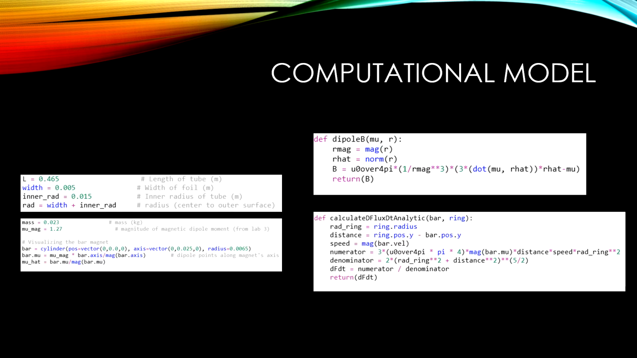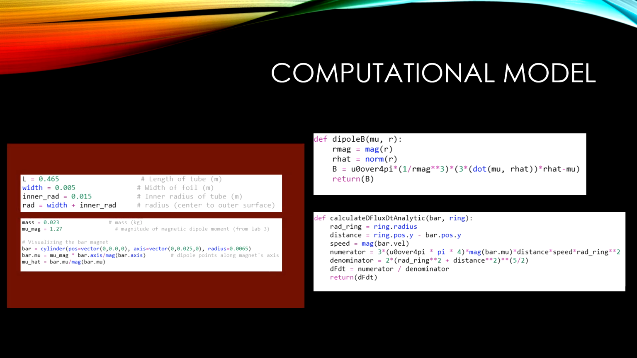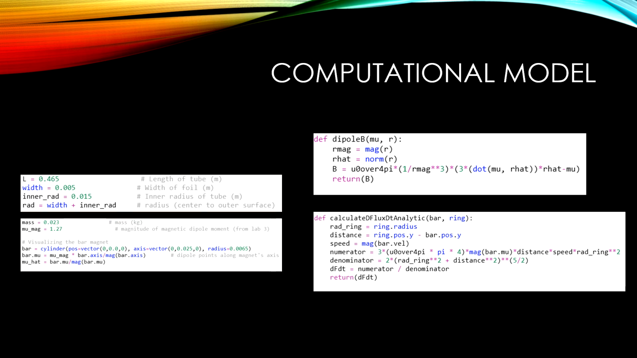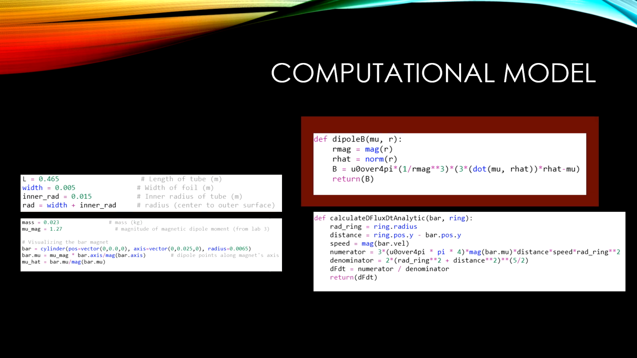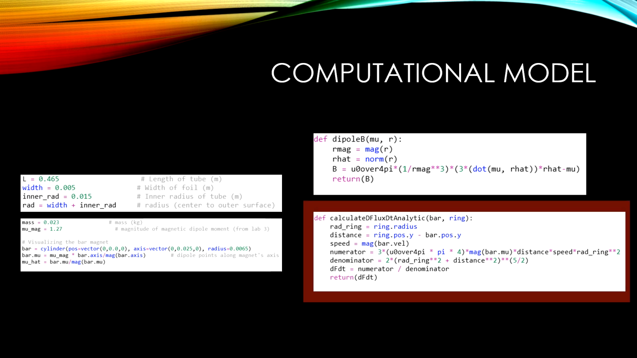This is the first part of the code used to generate the computational model. First of all, I import the experimental properties of both the tube and the magnet so that the simulation is as accurate as possible. Then, I define a function which calculates the field due to a dipole, which is identical to the formula presented in the Biot-Savart law earlier. Lastly, I create a function that calculates the change in flux over time, which will be used to calculate the induced current.